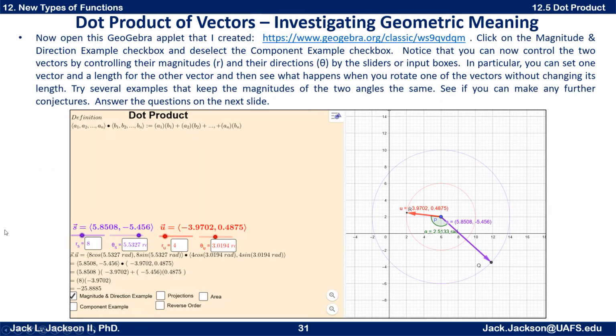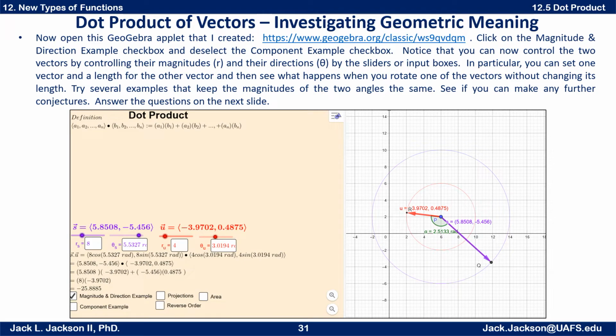Let's investigate this some more. This time we're going to use another GeoGebra applet. This is one that I made. There's the link to it there. You might go ahead and, if you have my link where you can click on it, that's fine. If not, type that in your web browser.